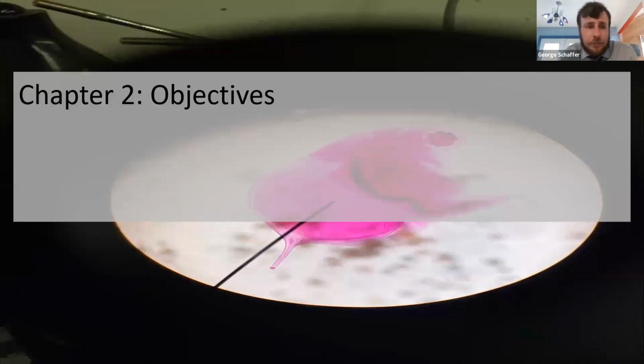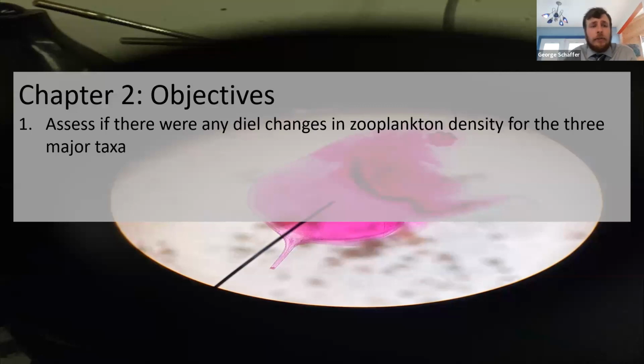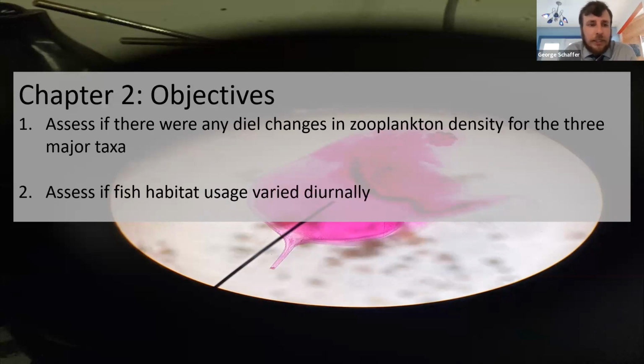So that leads to my chapter 2 objectives. The first one being to assess if there are any diel changes in zooplankton density for the 3 major taxa, those taxa being Cladocera, copepods, and rotifers. And our second objective is to assess if fish habitat usage varied diurnally.